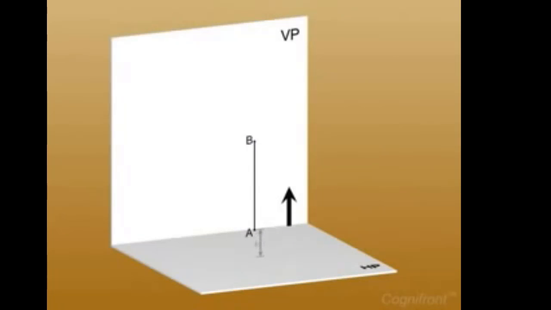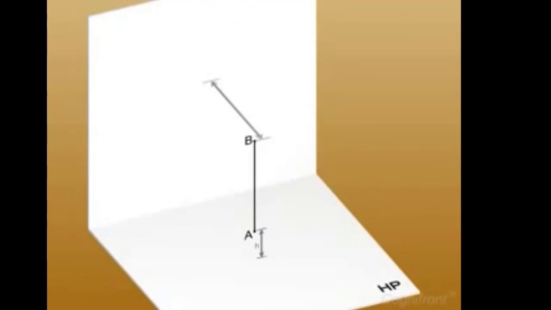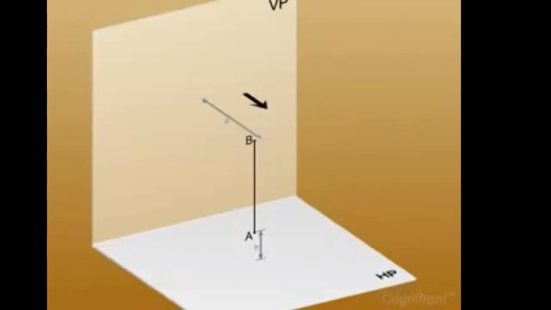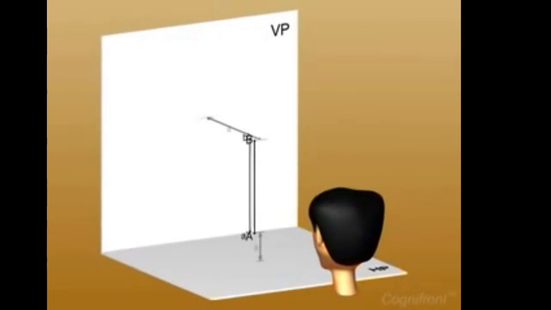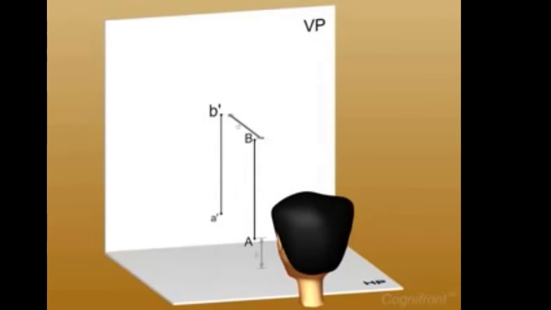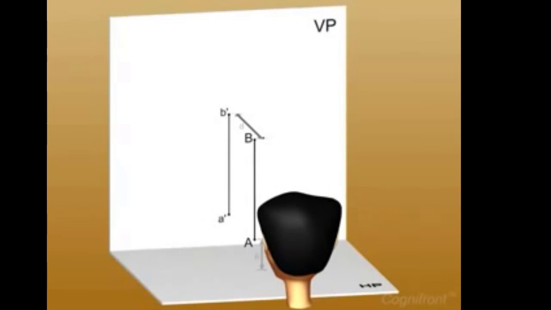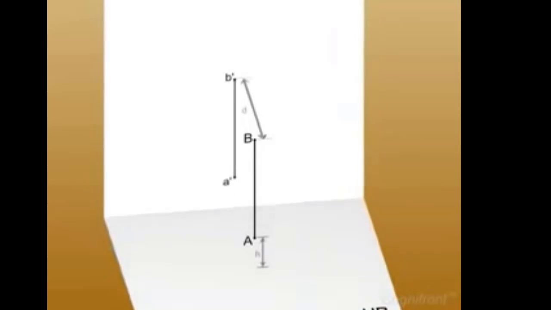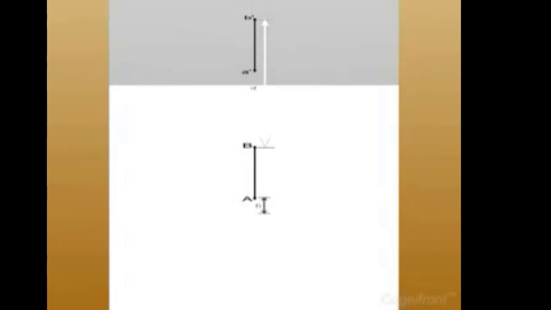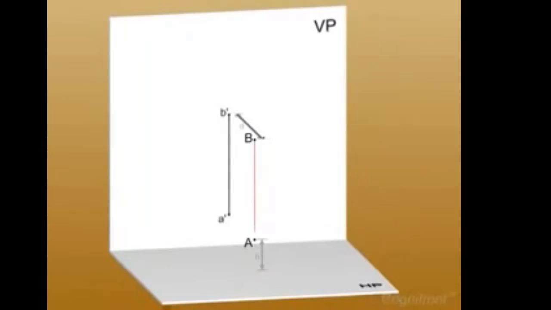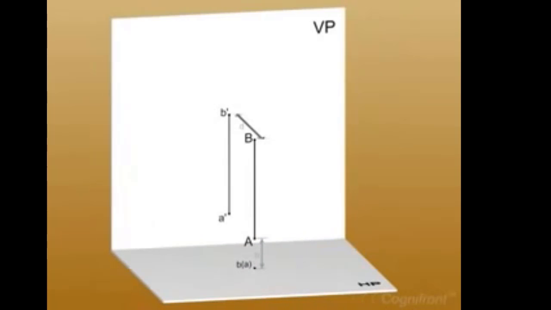A straight line AB is perpendicular to HP and parallel to VP, where the point A is H units above HP and point B is D units in front of VP. Observe the front view of line AB as line A', B'. As you can see from top, point B is visible and it hides point A. So, projectors from point B passing through A meets HP at point BA, which is the top view.